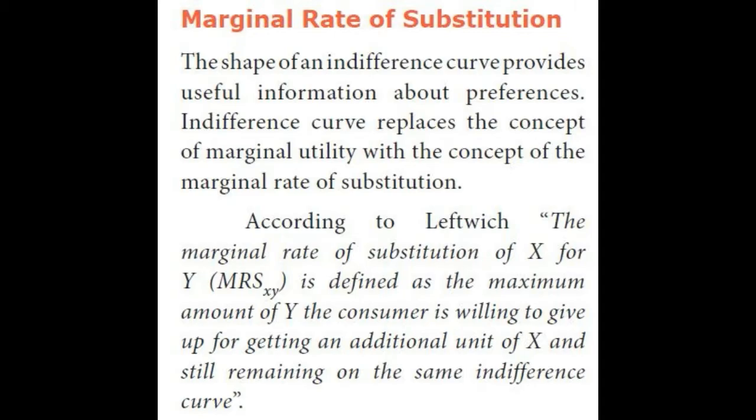MRS refers to the amount of one good that an individual is willing to give up for an additional unit of the other good, while maintaining the same level of utility or satisfaction, or the same level on the indifference curve. As the consumer increases the consumption of X commodity, he automatically has to give up a certain unit of the Y commodity. That is the concept of the marginal rate of substitution.